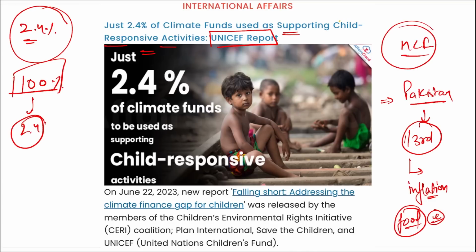Also remember, children are particularly vulnerable to water and food scarcity, waterborne disease, and physical and psychological trauma due to the climate effect. This not just impacts their mental or physical state, but also remember, because of this, basic services like education, healthcare, and clean drinking water are also impacted because the government is not taking care of these people, right? So coming back, it was UNICEF's report that stated just 2.4% of climate funds are used for supporting child-responsive activities.